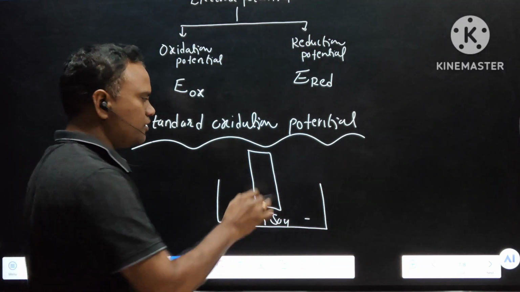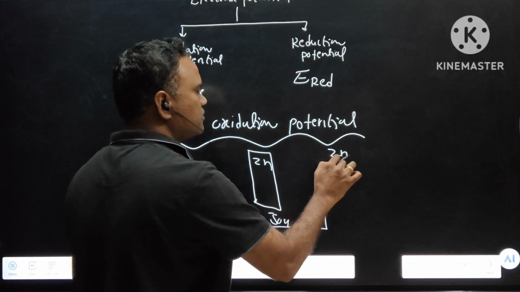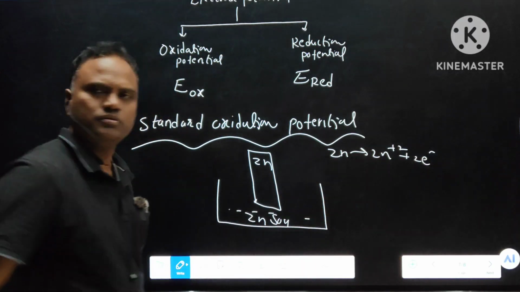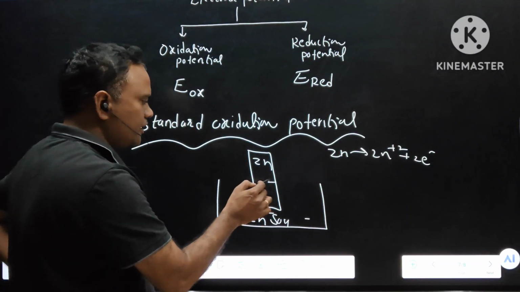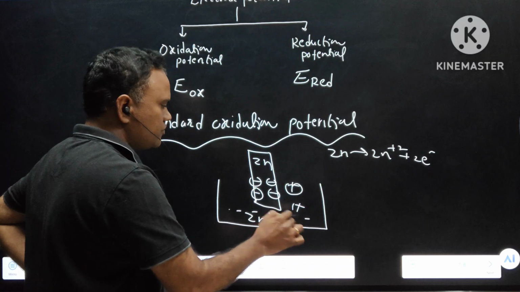I am placing a zinc rod. Then what happens? Oxidation takes place, right? Zinc loses electrons, Zn gives Zn2+ plus 2 electrons. Oxidation reaction takes place, and on the rod, negative charge is present. In the solution, positive is present.